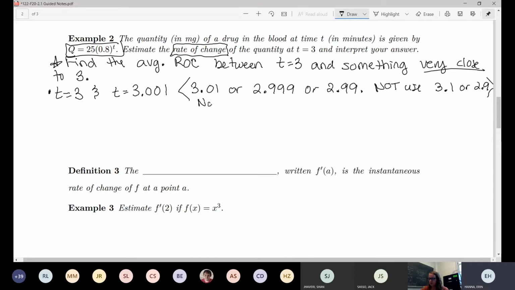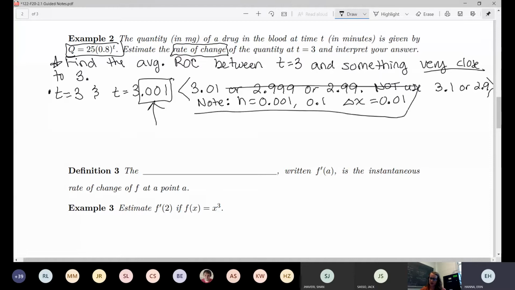A note about Wiley: I think Wiley sometimes will say something like, let h be 0.001 or 0.1 or whatever. I think they sometimes also might say change in x. If you see something like that, they're essentially telling you what to tack on to the point you care about. So they're forcing you to use 3.001 or maybe even 3.1 or something like that. If they don't specify, you do get to choose. I would always suggest just choosing 0.001. But if they do state it in some way like this, then you're forced to use a certain number.